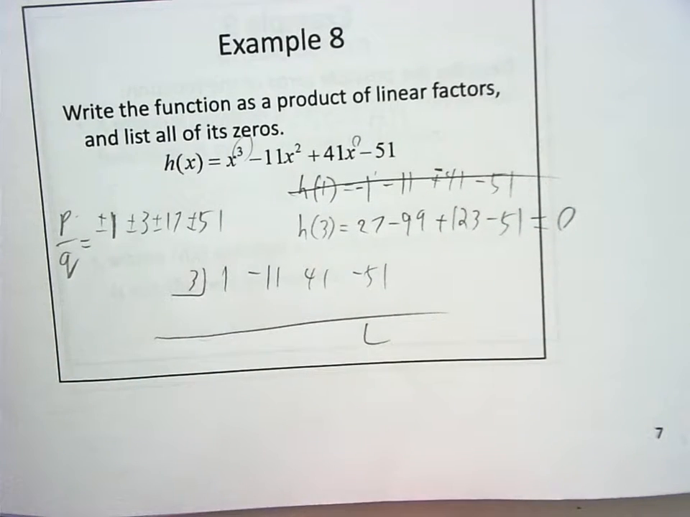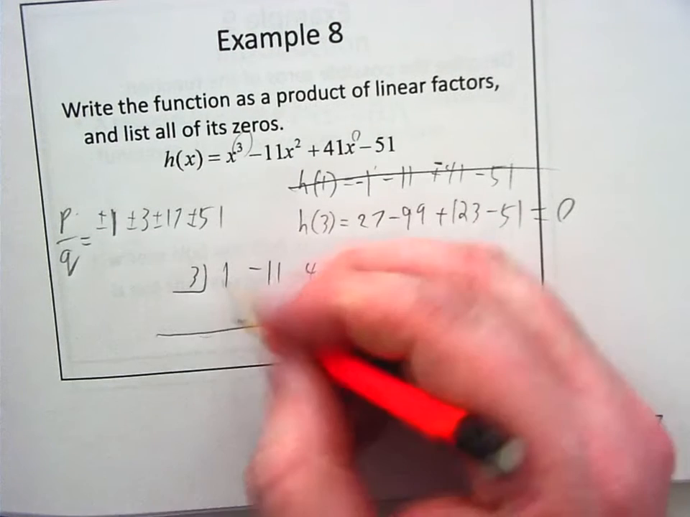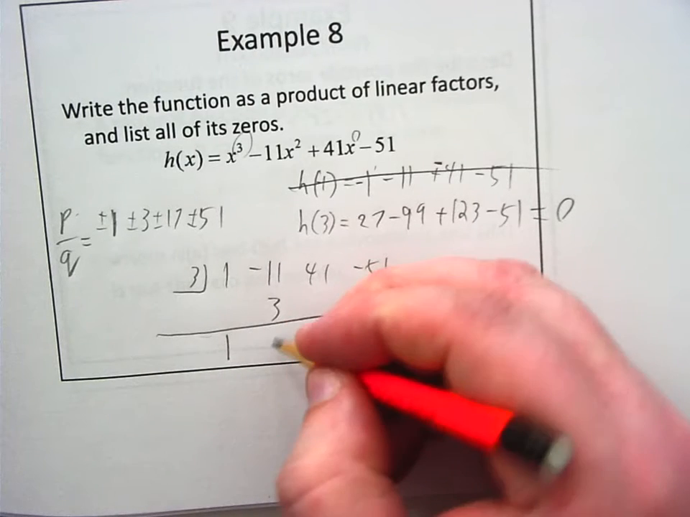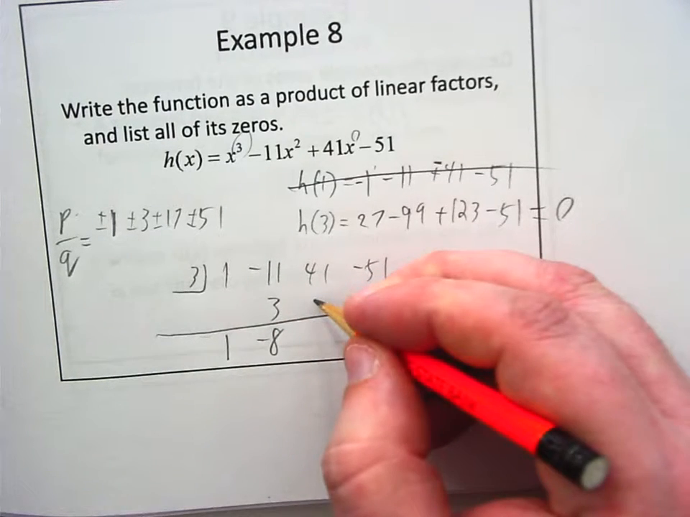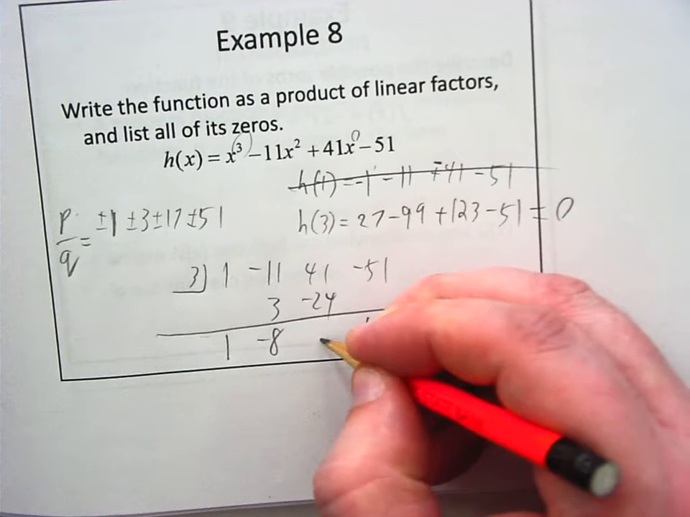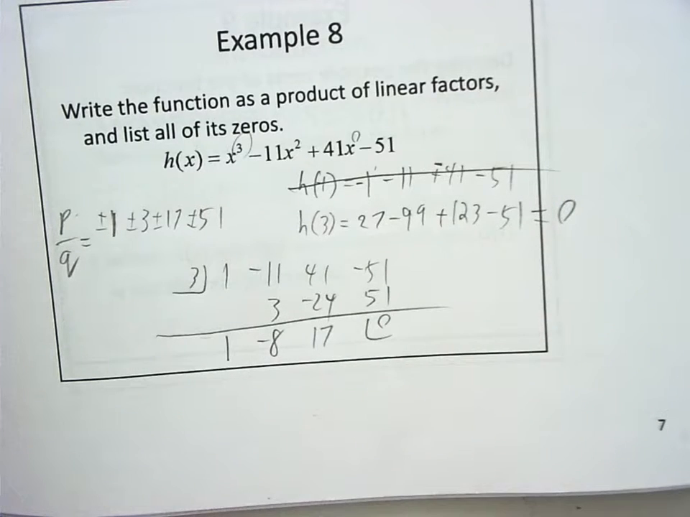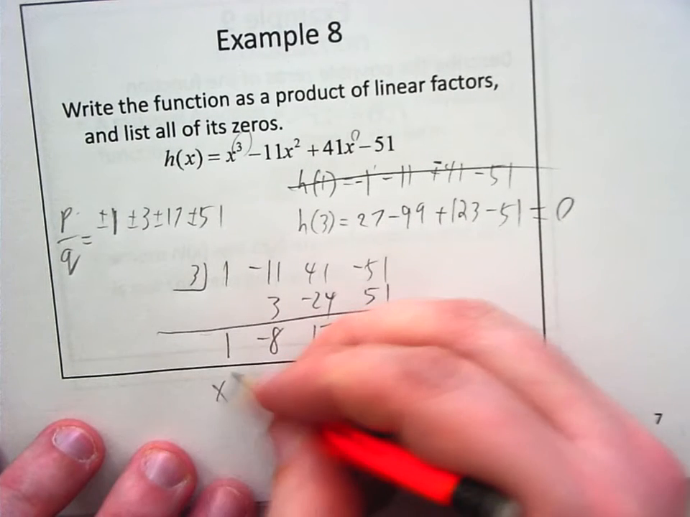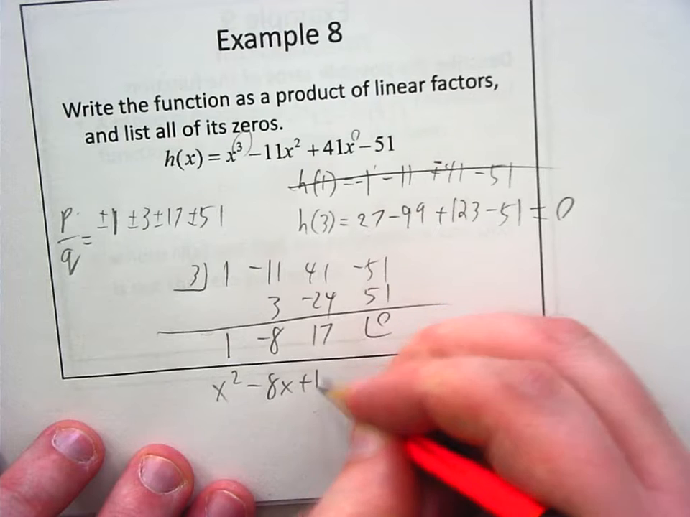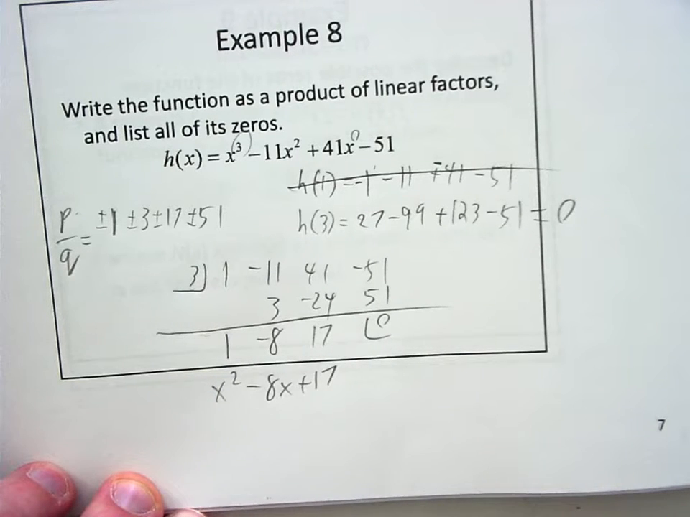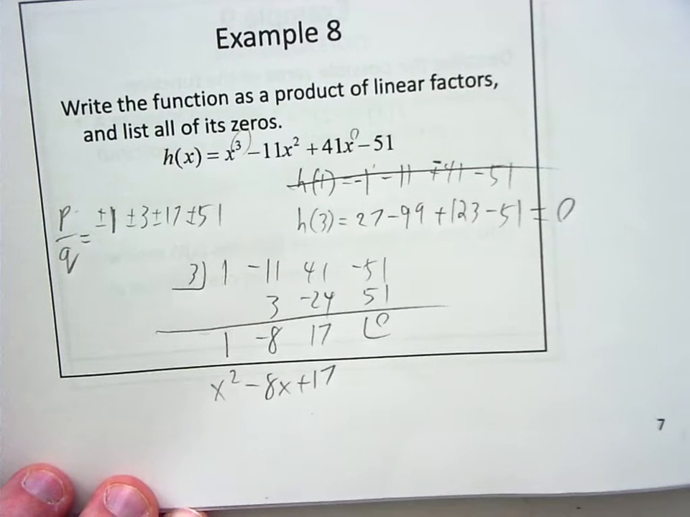So, now what? Drop the first one down. What goes beneath the negative 11? And nothing. So I end up with x squared minus 8x plus 17. Does that factor? No. So, now what?